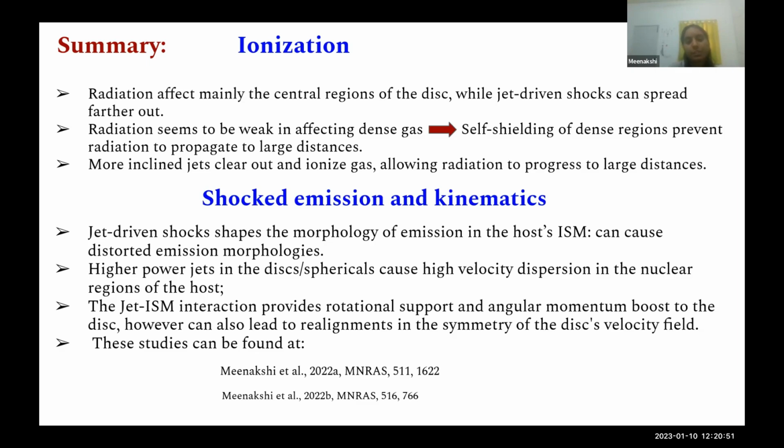We also performed this study for a spherical system as well, which I have not shown here. We have found that these high power jets in both of the systems can cause high velocity dispersion along as well as far away from the jet. And we also found that the jet-ISM interaction provides rotational support because it boosts the angular momentum of the disk. So when it is viewed by an observer, the projected angular momentum, but it can also lead to some realignments in the symmetry of the disk velocity field. These two studies can be found in these two papers in MNRAS, so if you're interested, you can go and have a look.